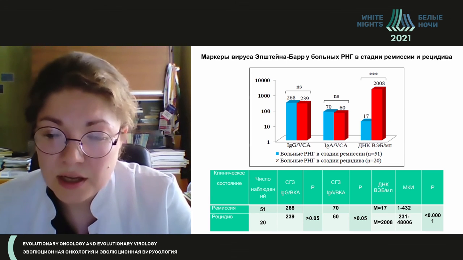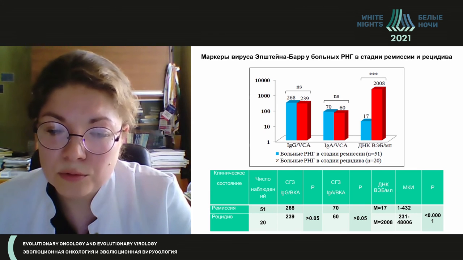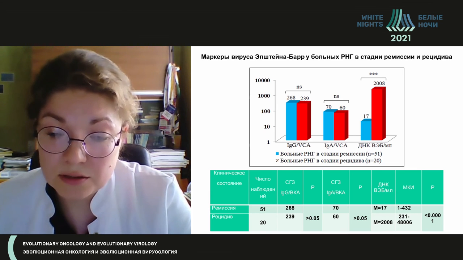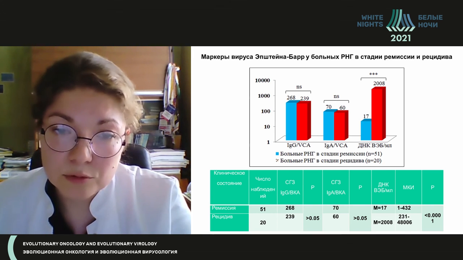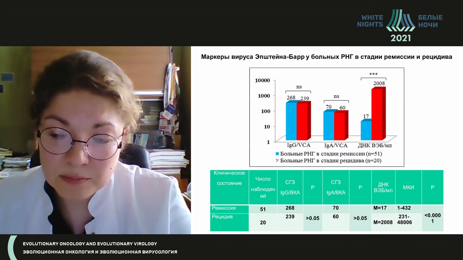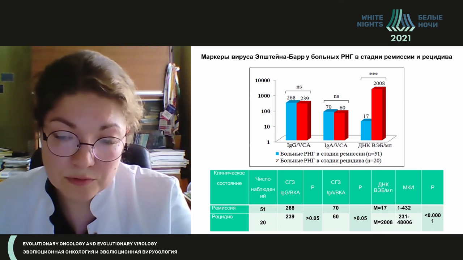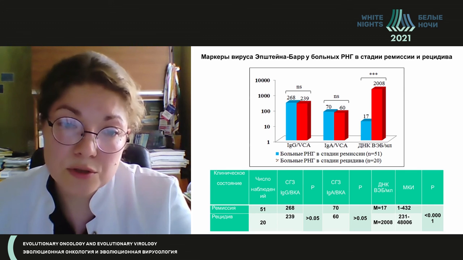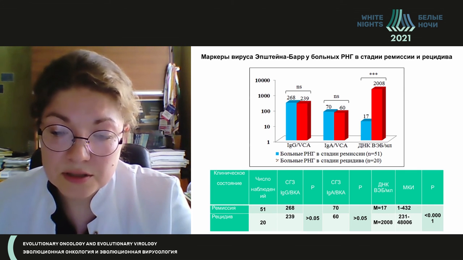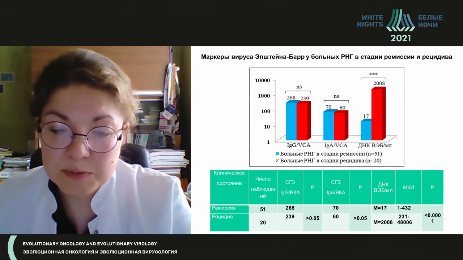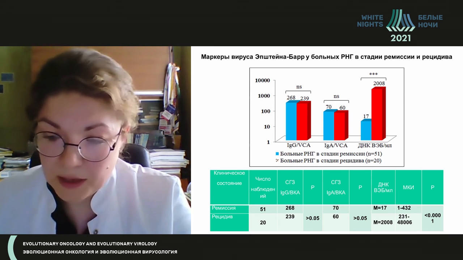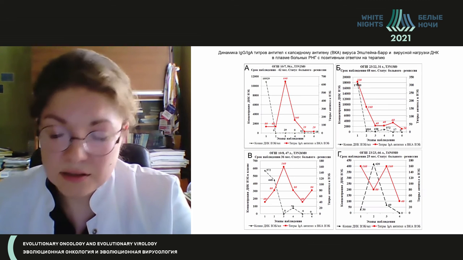And if we look at the viral DNA, we can see it quite clearly. Viral DNA in the same patients, in case of remission or relapse, was considerably different, and this difference was statistically significant. This data showed the high clinical value of viral DNA and its ability to reflect various processes in EBV-infected patients, and it also helps to diagnose remission or relapse. And EBV-specific antibodies didn't provide us with such an opportunity.